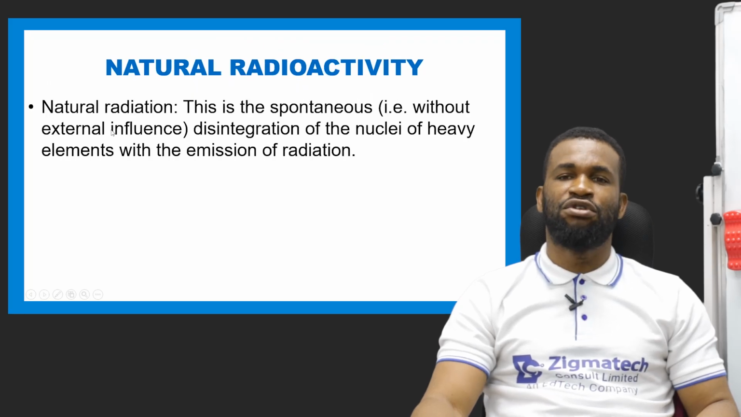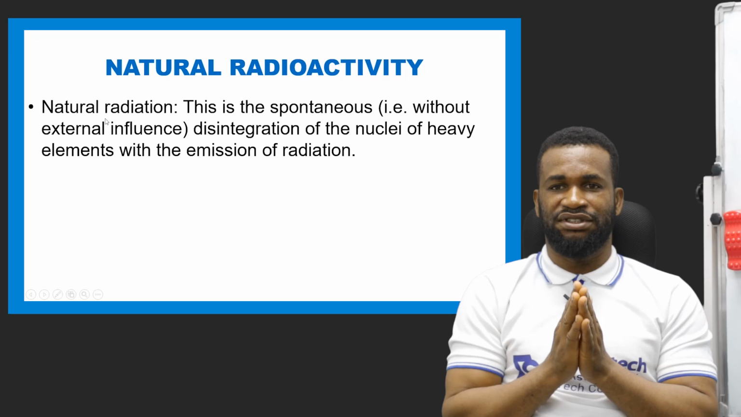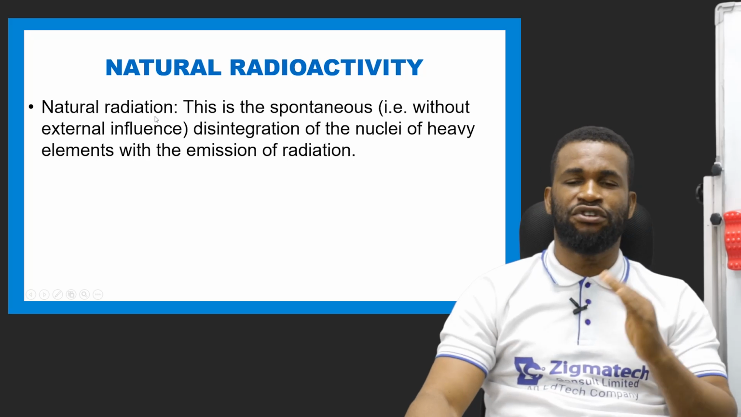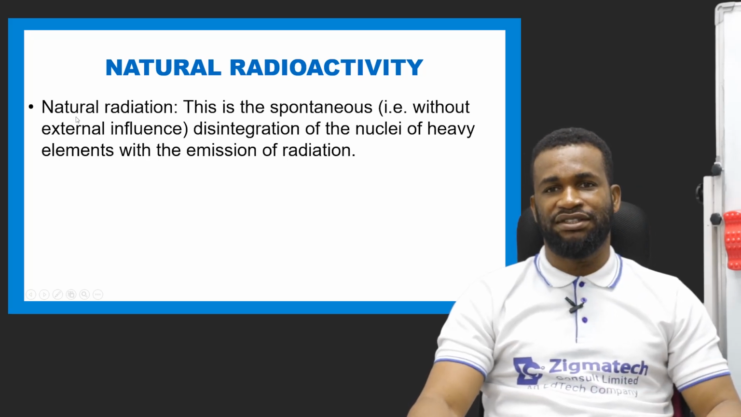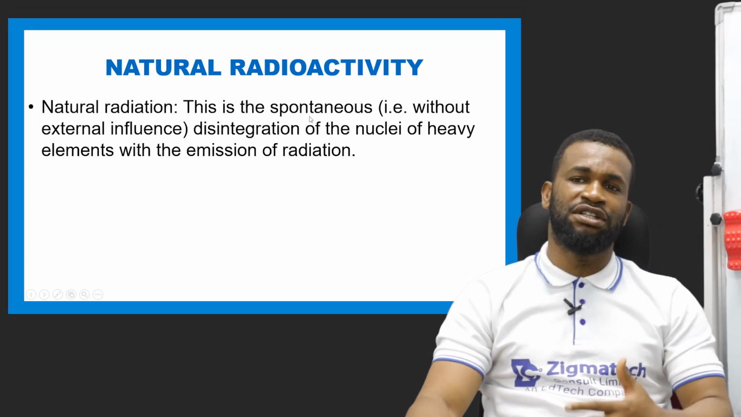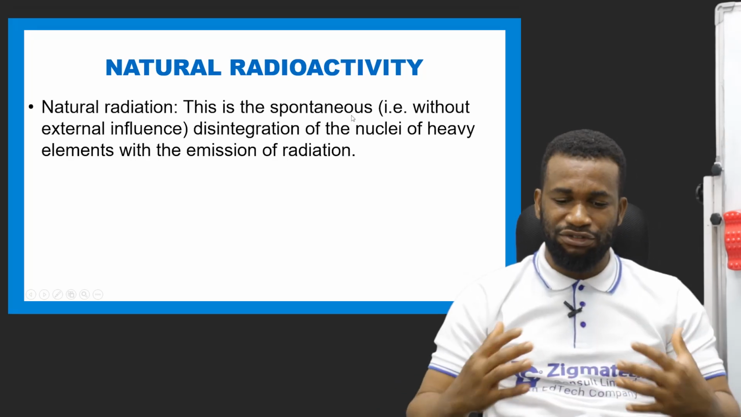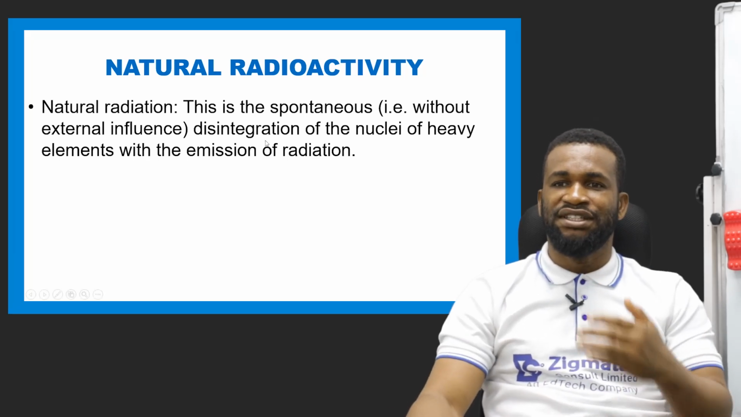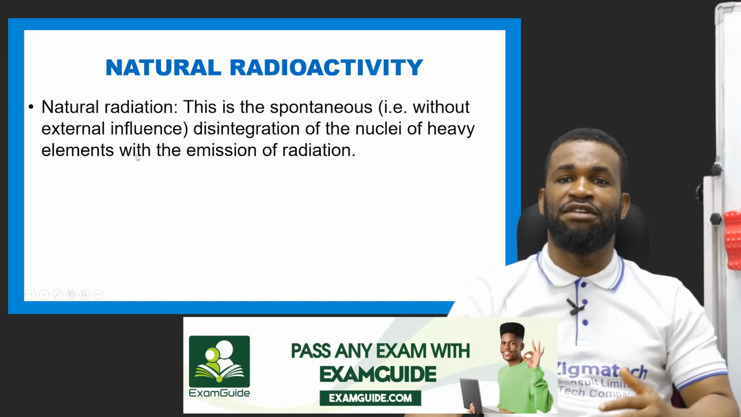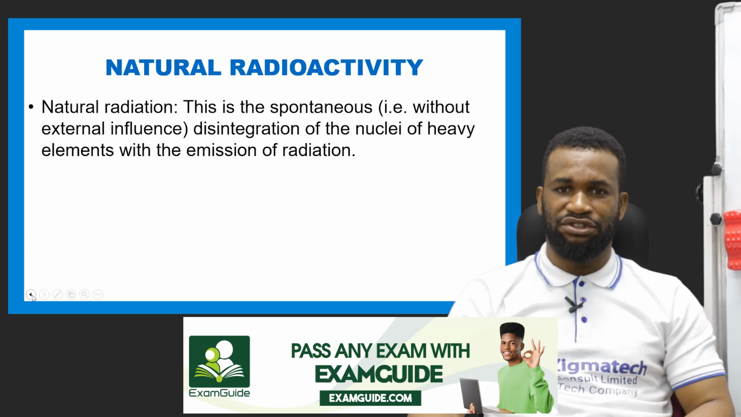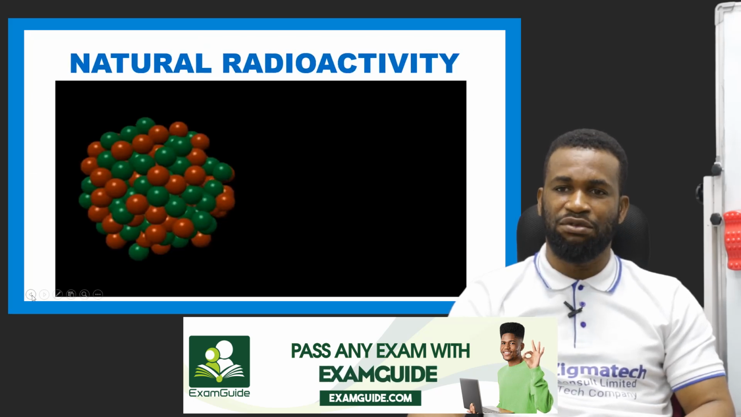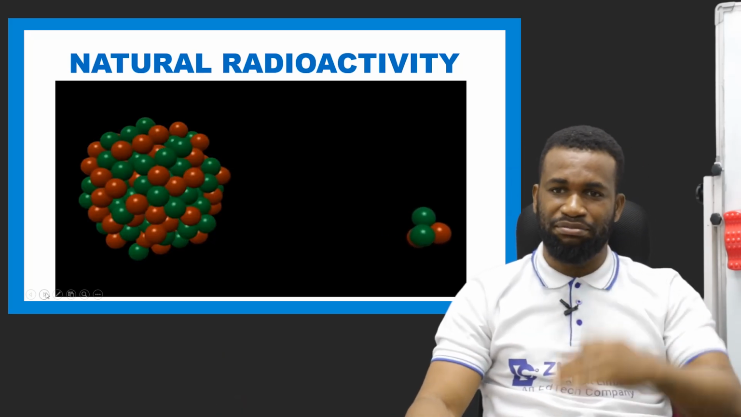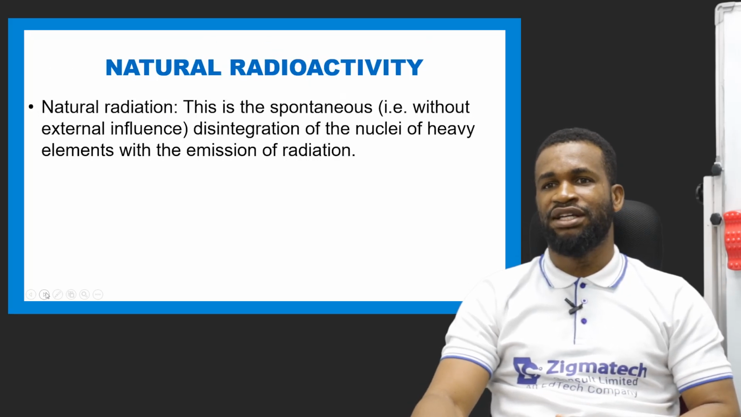Now, let's go into these two kinds of radioactivity. The first is called natural radioactivity, which I have thrown some light on at the beginning of this lesson. When we talk about the word spontaneous, it's something that is not influenced by any external influence. Without external influence, the nucleus of a heavy element disintegrates with the emission of radiation. Let's see this one more time for you to understand what I'm saying. Look at this. They give out something, spontaneous disintegration. They break down. So that is what we mean by natural radioactivity.